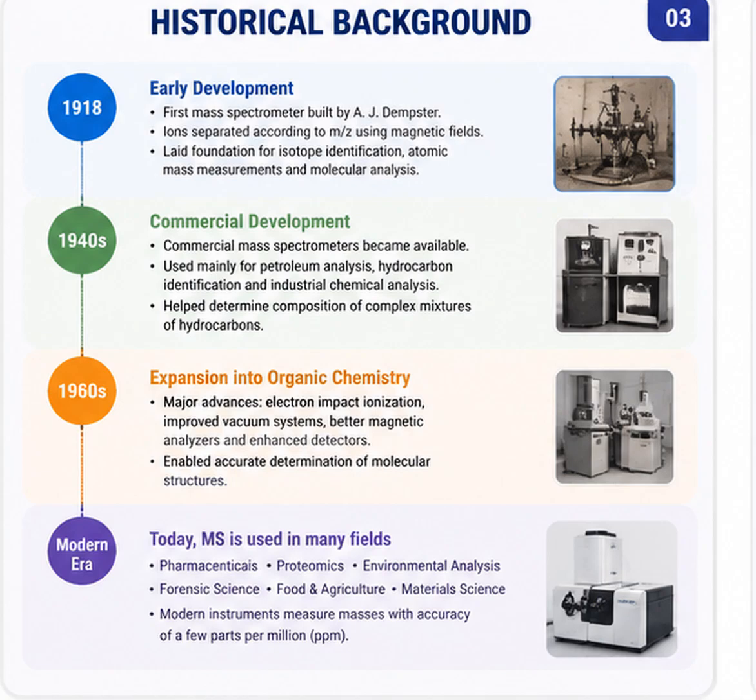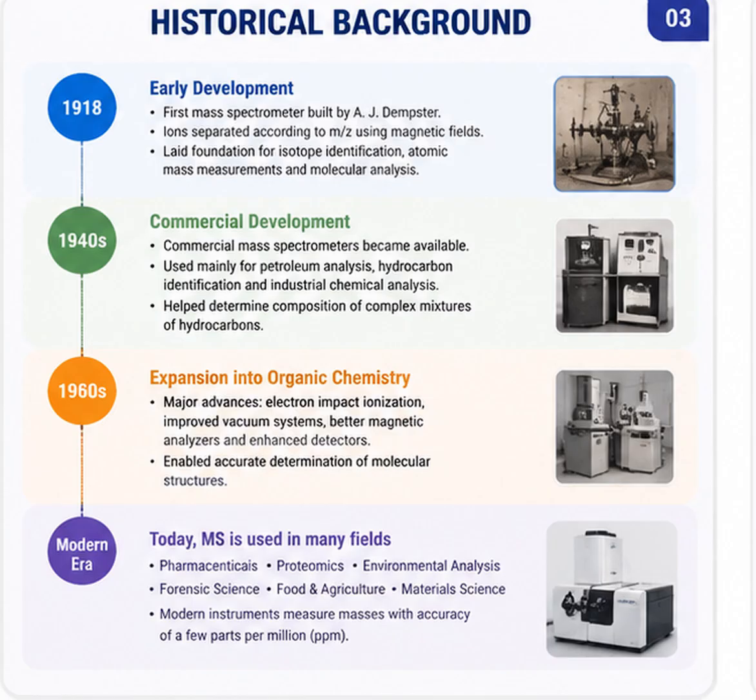The journey began in 1918, when A.J. Dempster built one of the first mass spectrometers. This instrument separated ions according to their mass-to-charge ratio using magnetic fields. His work laid the foundation for isotope identification, atomic mass measurements, and molecular analysis.